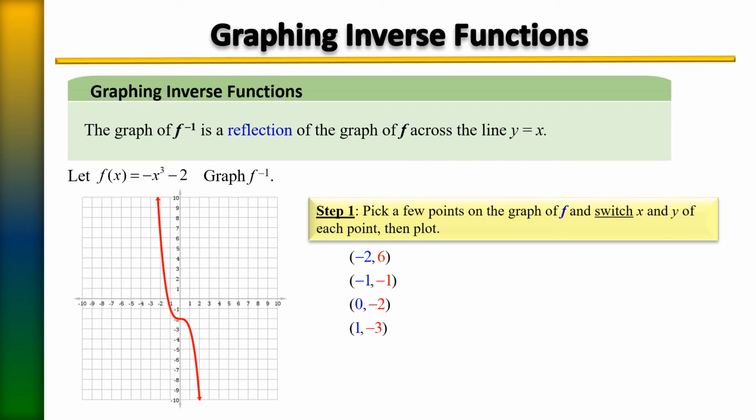So all we have to do is simply swap these values. The values that are in x's place will move to y's place. The values that are in y's place will move to x's place. So when we do so, it's going to look like so. Now that we have swapped our ordered pairs, we're going to go ahead and plot those points.